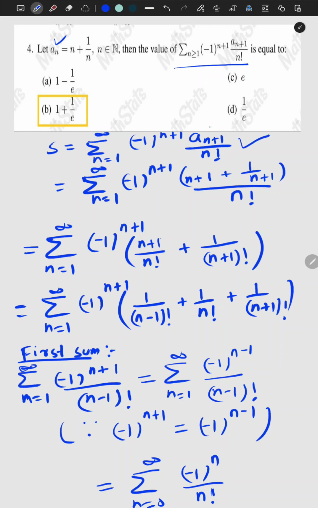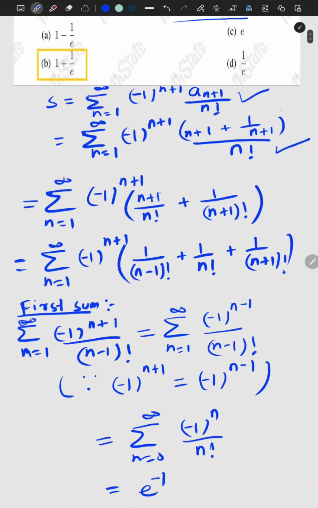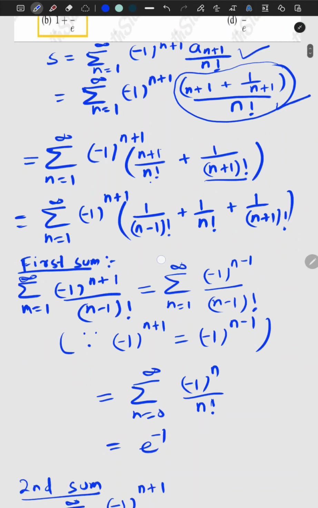And if we put the value, a_(n+1) is nothing but (n plus 1 plus 1) by (n plus 1), and here n factorial is given, so it comes in the denominator. If we further simplify this term, we will get (n plus 1) by n factorial, and here (n plus 1) times n factorial gives (n plus 1) factorial, this term.